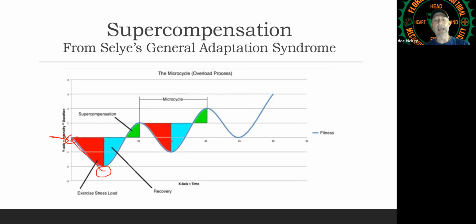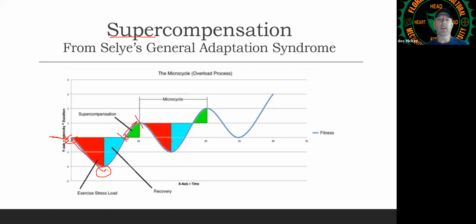We're going to let that athlete recover for a period of time, and individual response is going to dictate how long that recovery period is. So then the athlete is going to recover. We allow a little bit more recovery. And then this period from here to here is where we build fitness. So this is the actual gains. This is the super in supercompensation.